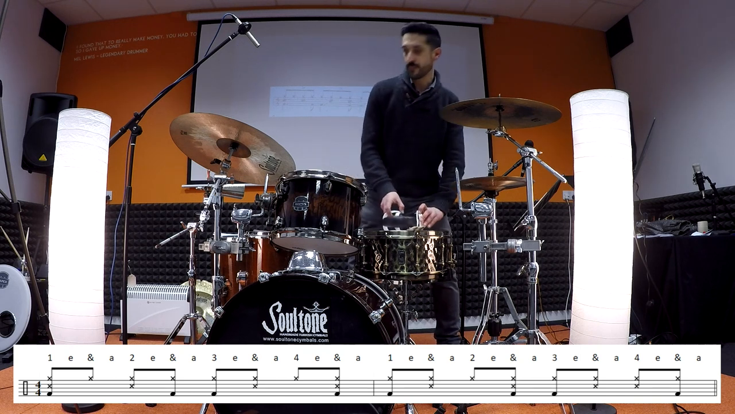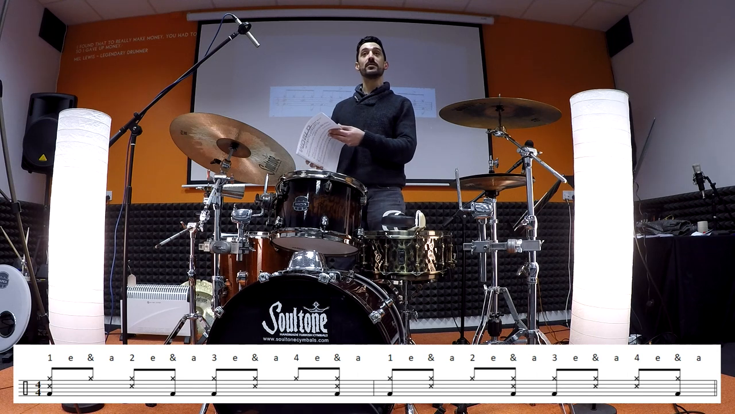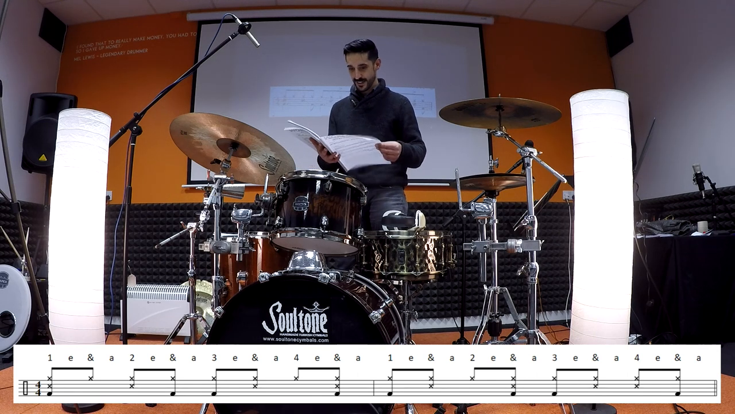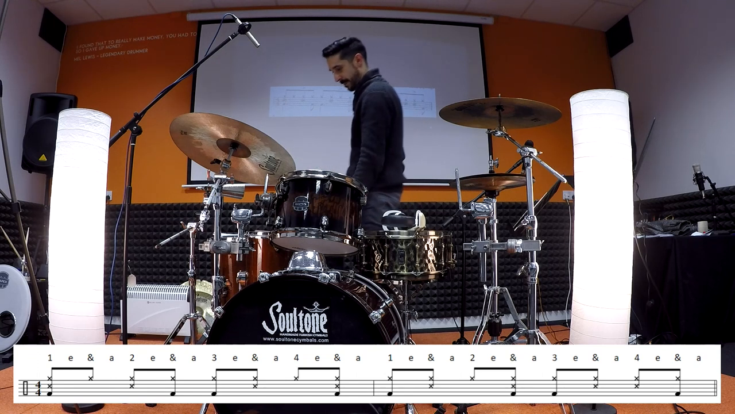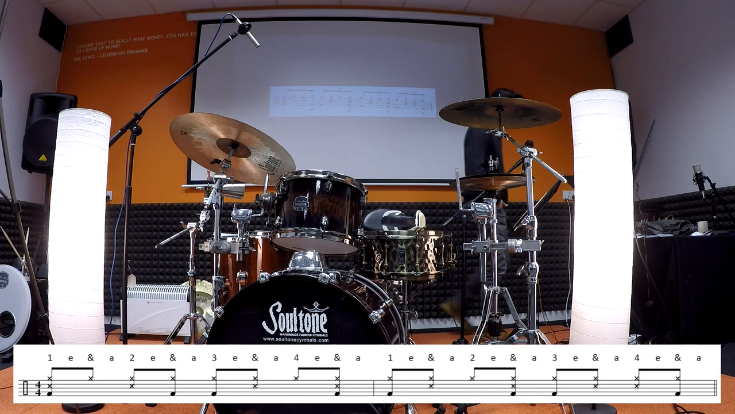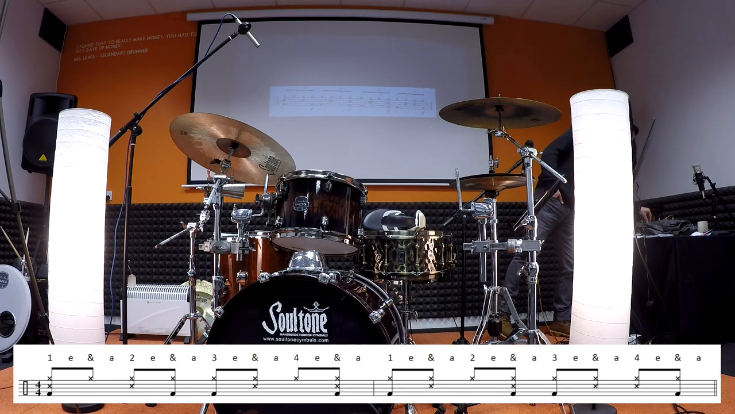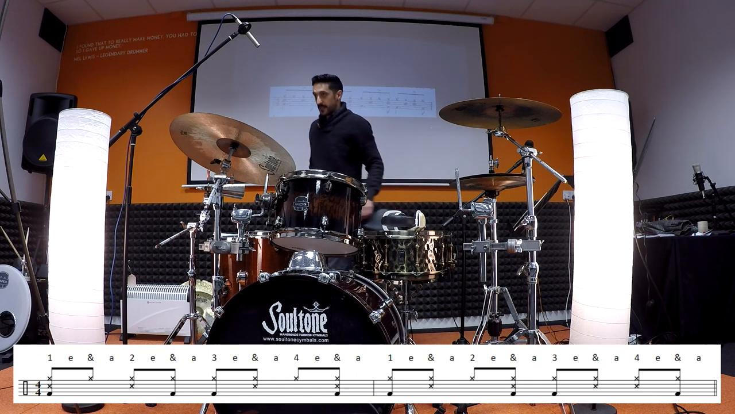The samba, as you can tell, is oddly similar, right? The bass drum part is the same. It's the same.